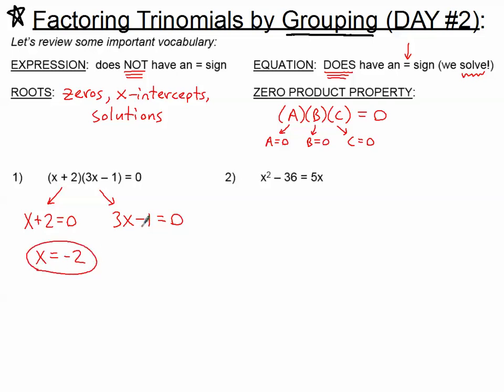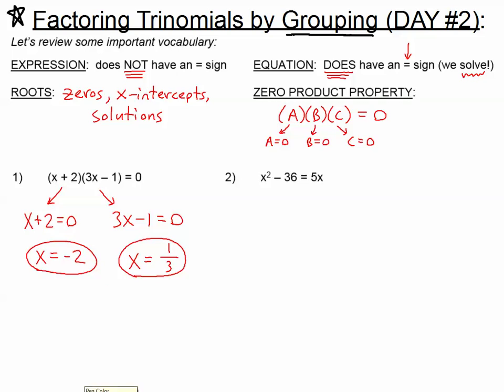And to solve this equation, I need to add 1 and then divide by 3. So I'm going to have that x equals positive 1 because I added 1, and divided by 3 because I divided by 3. So x equals 1/3 is my other root. Let's look at example 2.